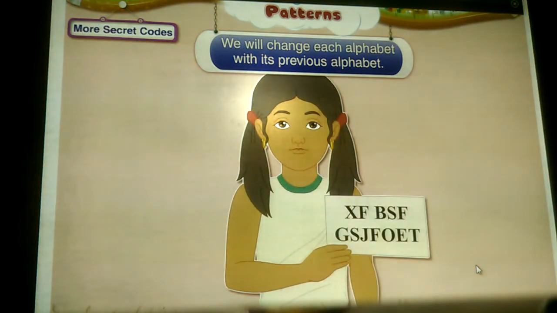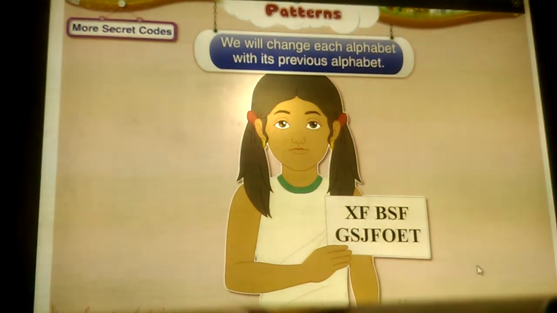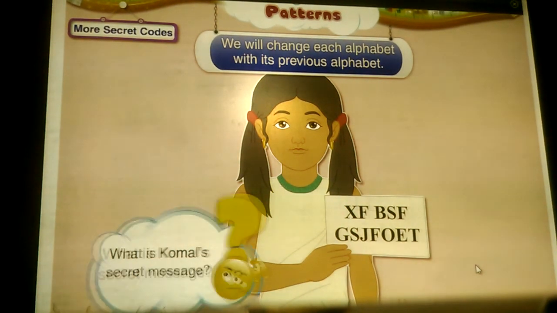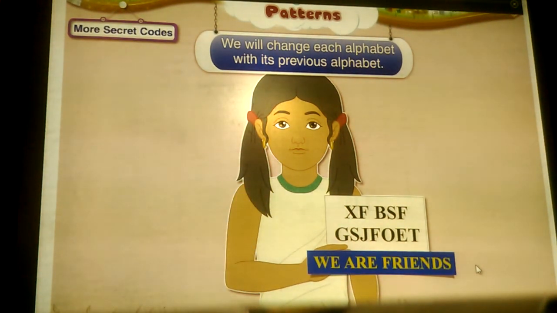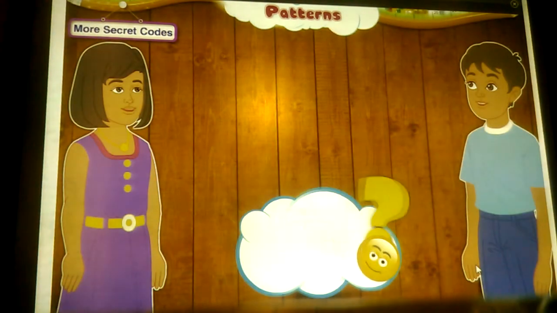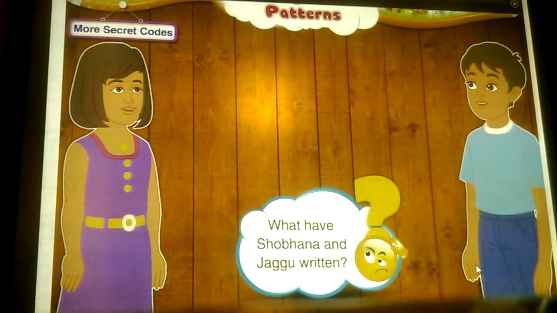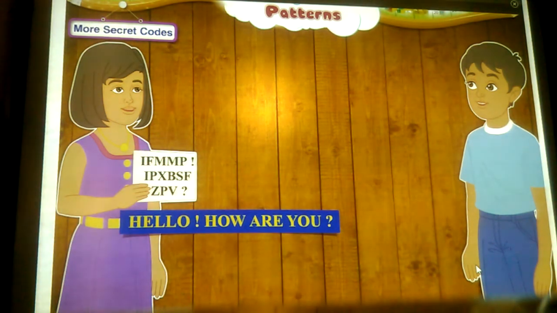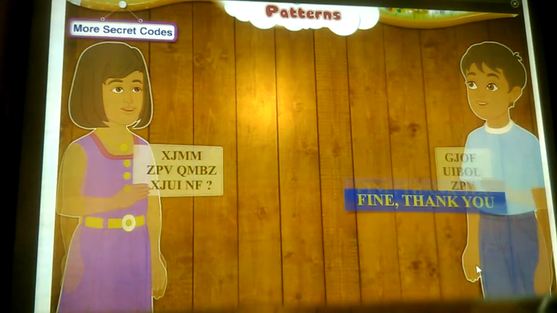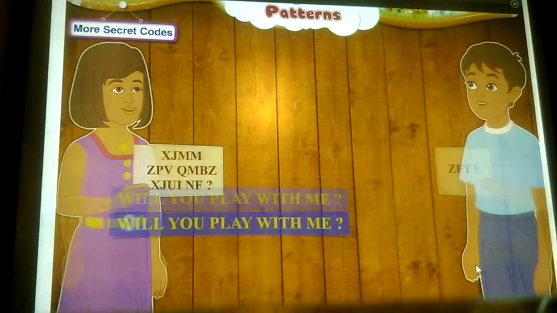Komal says, see what I have written. XF, BSF, GSJFOET. What is Komal's secret message? It is, we are friends. What have Shobna and Jagu written? Hello, how are you? Fine, thank you. Will you play with me? Yes.